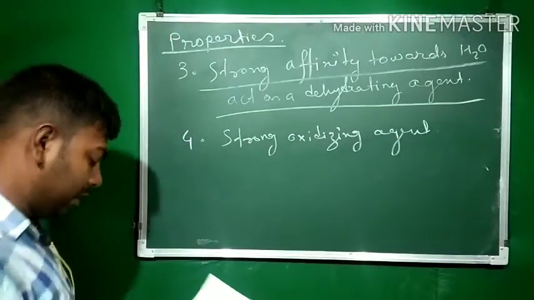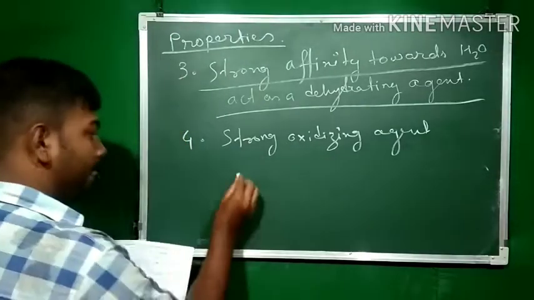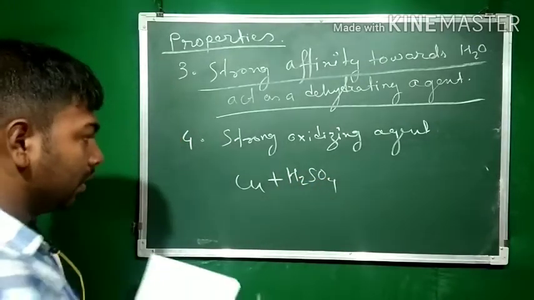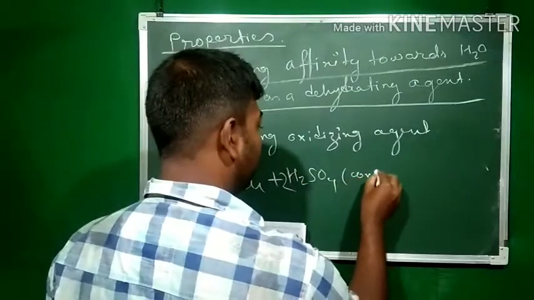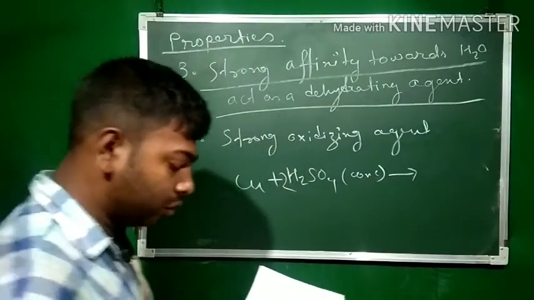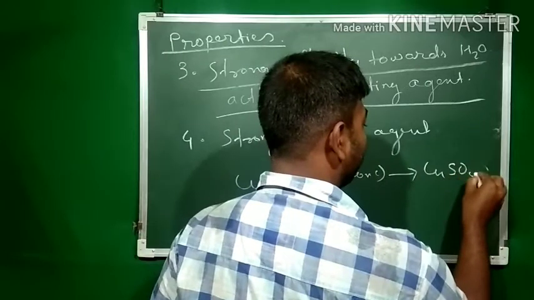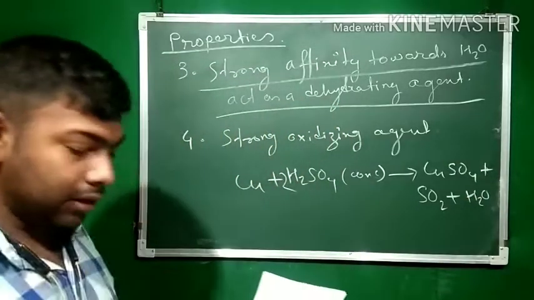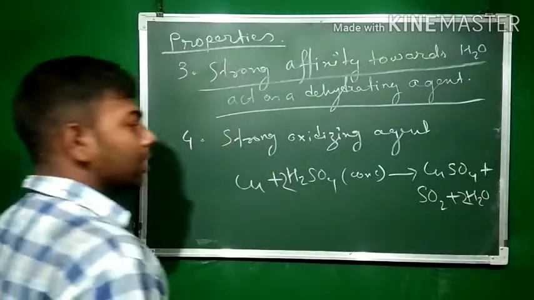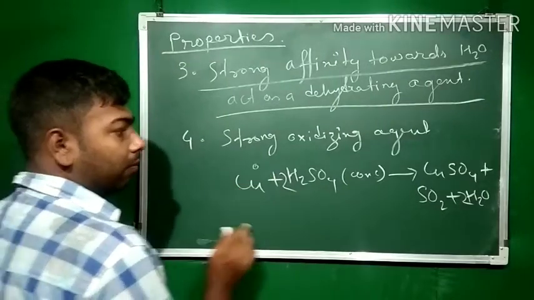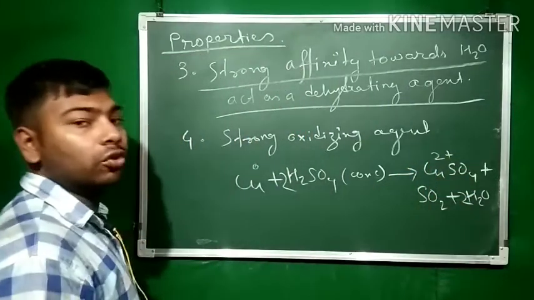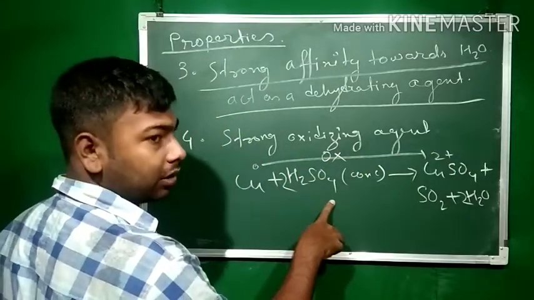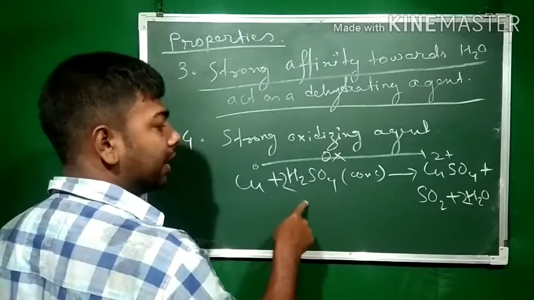Now see some example. Suppose copper reacts with sulfuric acid. Then obviously it is concentrated. Then it produces copper sulfate plus SO2 plus water. Okay, here 2 moles of water. Now see, here copper is in zero oxidation state, but here it is +2. That's why copper is oxidized, by which? By sulfuric acid. That's why it acts as an oxidizing agent.